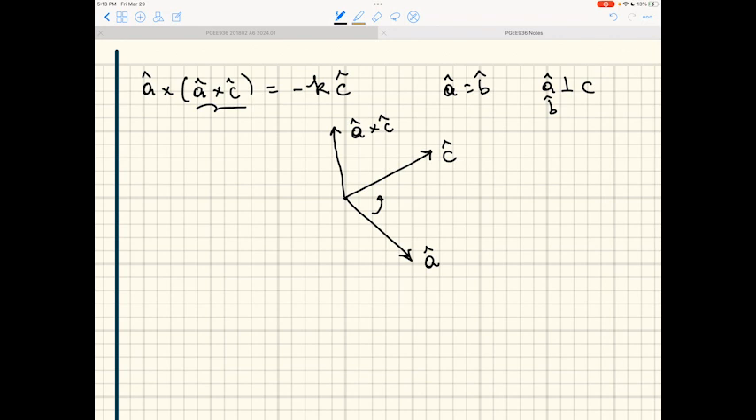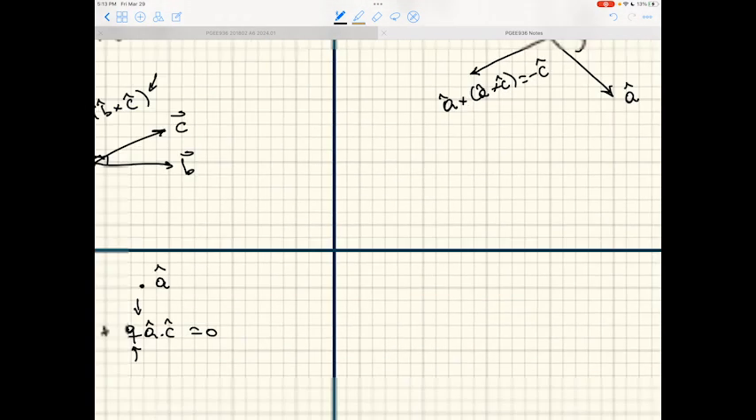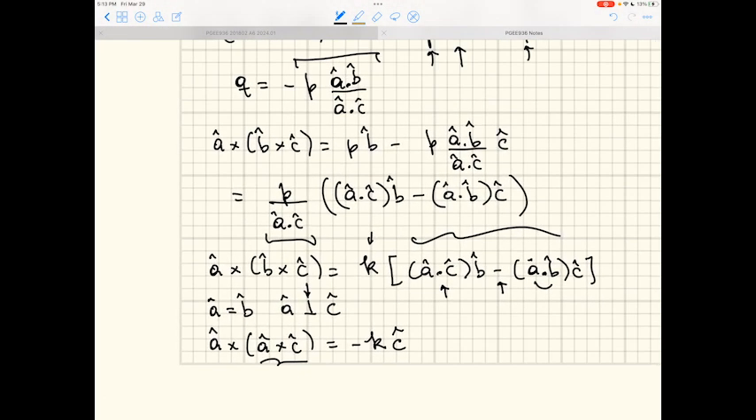And A cross C is a versor that goes this way, magnitude equals 1, which equals to A cross C equals to minus C. So this is equals to minus C, which is equals to minus KC. So it means that K equals to 1. So that's what we have, right? So that's what we want to determine for a specific choice. So we have this identity here.